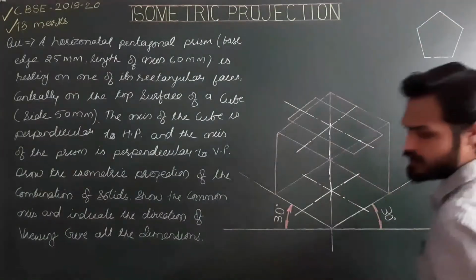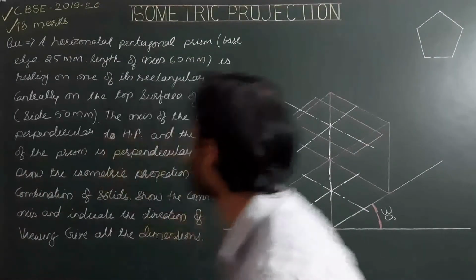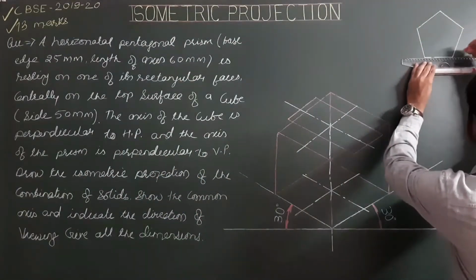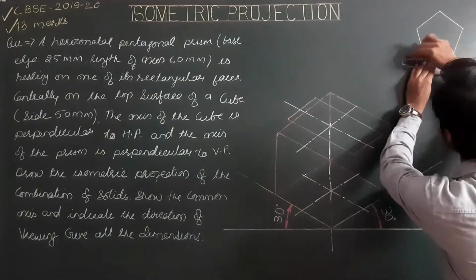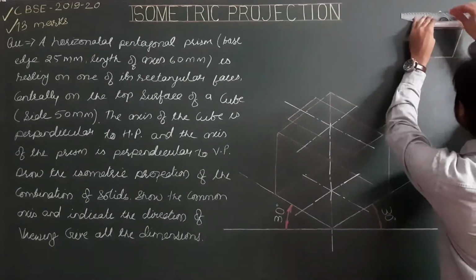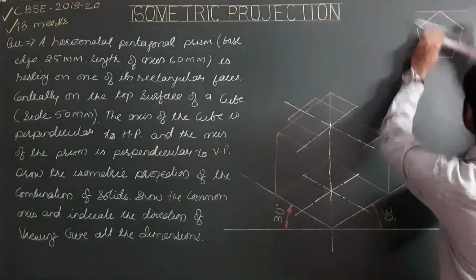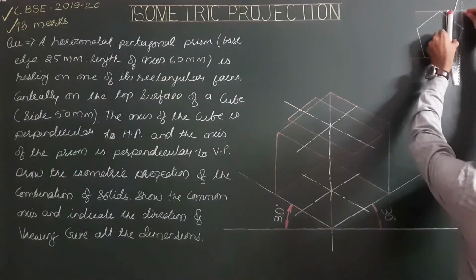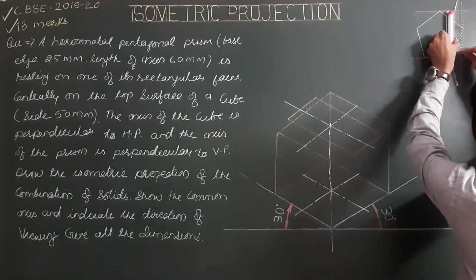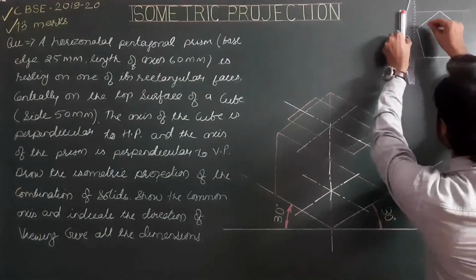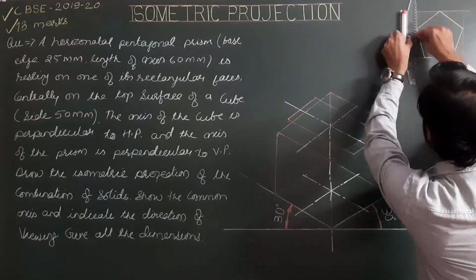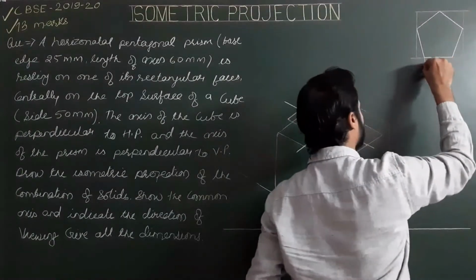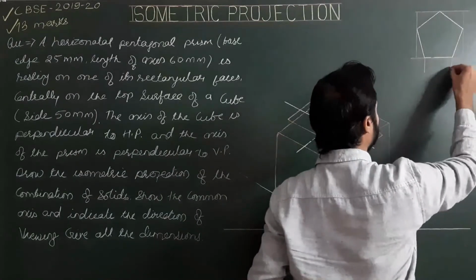Right. Next, we have to enclose this pentagon inside a rectangular box. So drawing lines parallel to and perpendicular to the first base side from all 5 corners of the pentagon. So drawing lines parallel to and perpendicular to this side. This is my first side or reference side.